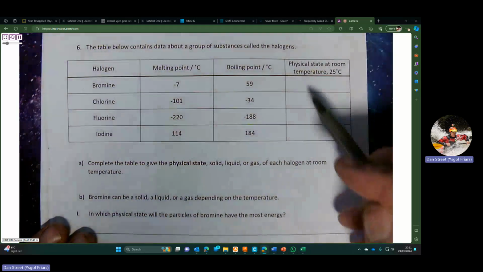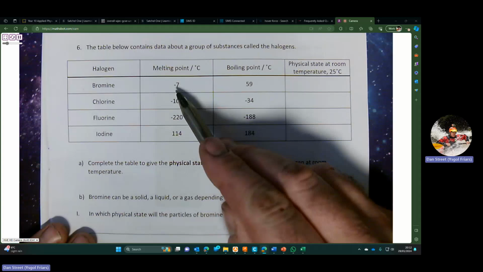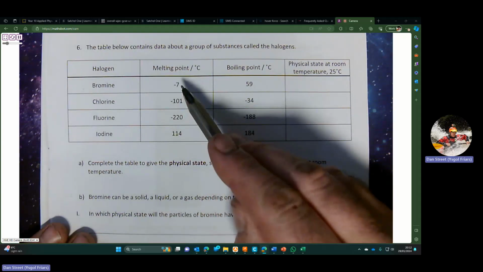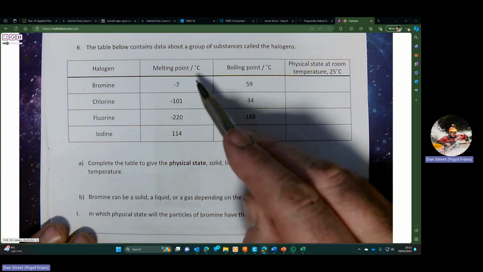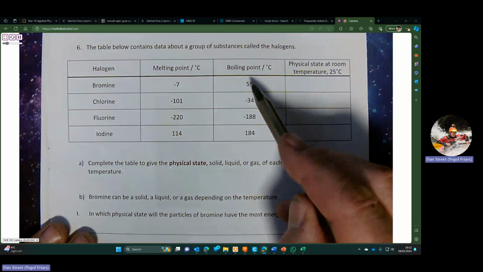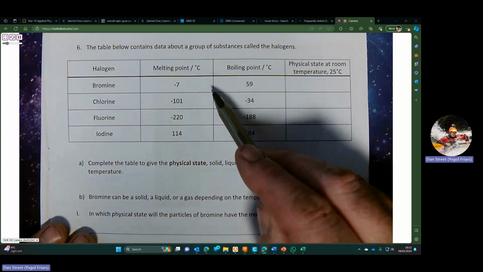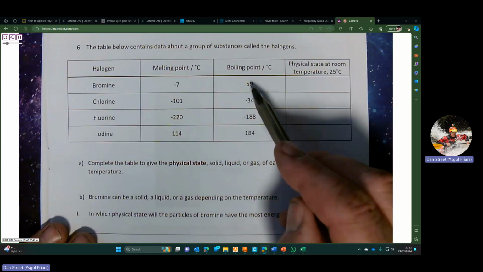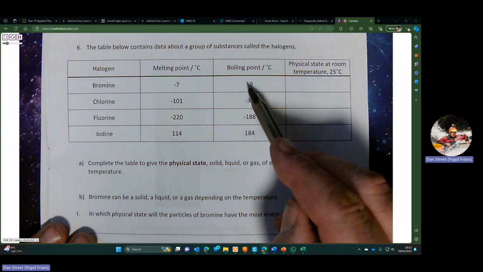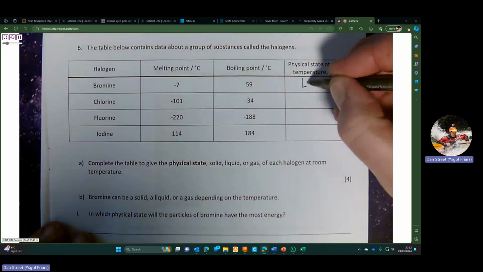Now, of course, you could just guess, but there's a much better way of doing that, which is to look at these numbers here. So bromine melts at -7. What that means is at -7, it changes from a solid into a liquid. If we carried on going up the temperature scale until we get to 25, then 25 is not as high as 59, so it means that it is still a liquid. If you carried on heating the bromine until it got to 59, that's when it would boil. That's when it would turn into a gas. But between -7 and 59, it's a liquid. And 25 is between -7 and 59. So bromine is a liquid.